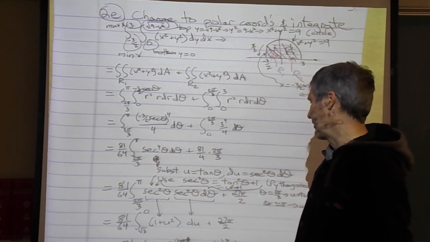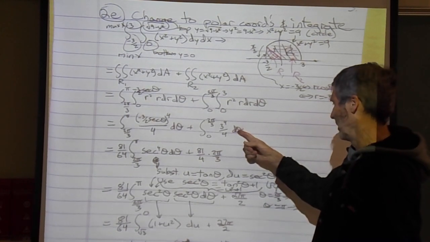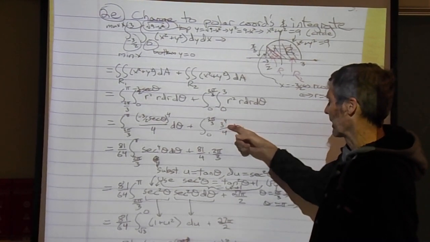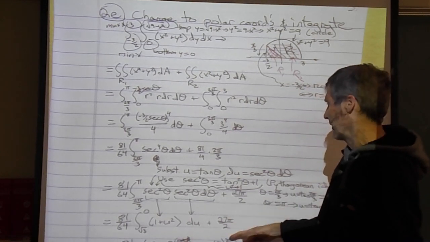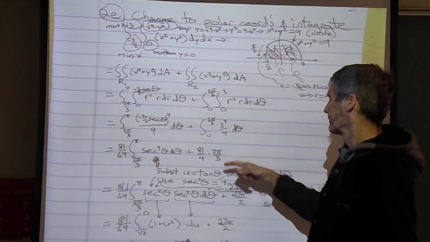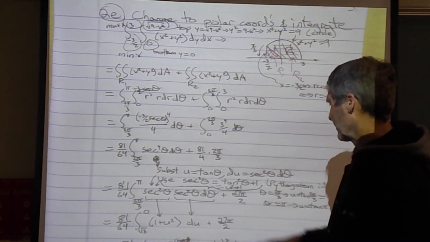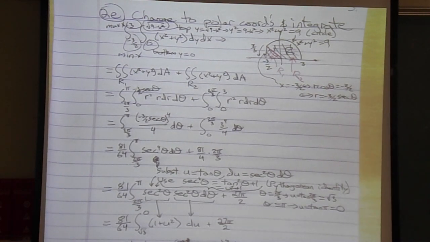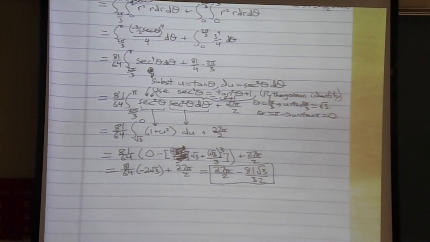secant squared theta d theta, and then this one, this integral, you're just integrating a constant, so you get 2 pi over 3 times 3 to the 4th over 4, which gives 27 pi over 2. Alright, so this isn't so bad to do. I'll just finish it here just to finish it, but you can complete that yourselves pretty easily, I'm sure.